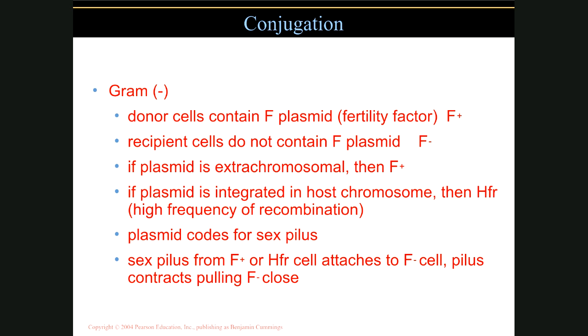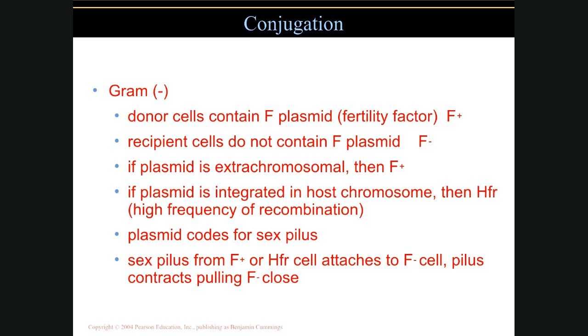So the F+ cell has that plasmid floating around with the gene for the pilus on it. But sometimes the plasmid will integrate with the bacterial chromosome. We call those cells HFR. Those cells are still fertile. They can still conjugate with an F-. But as we'll see, the end result for the F- cell is different, depending on whether it conjugates with an F+ or an HFR cell.